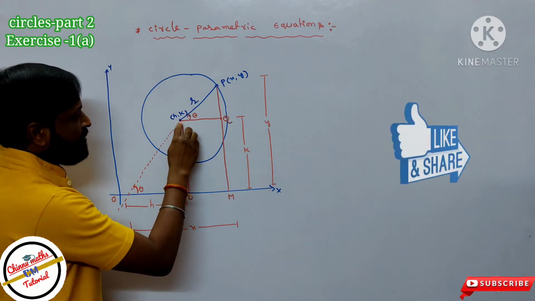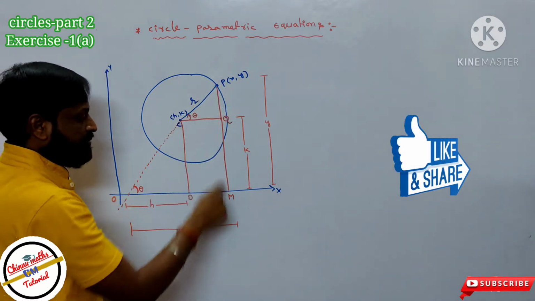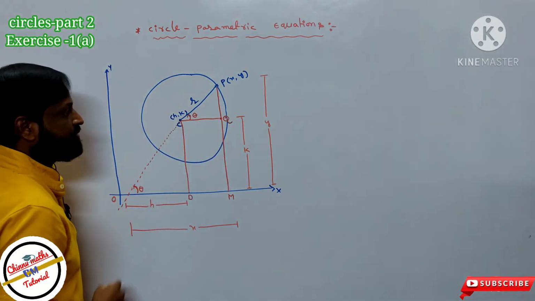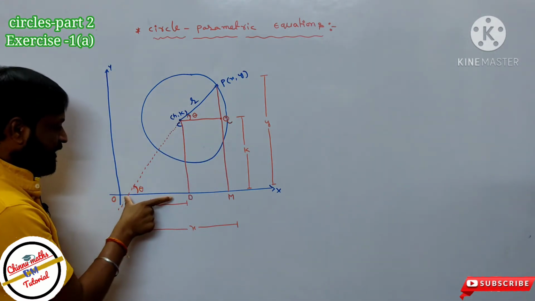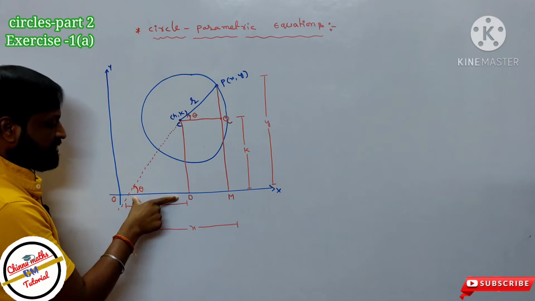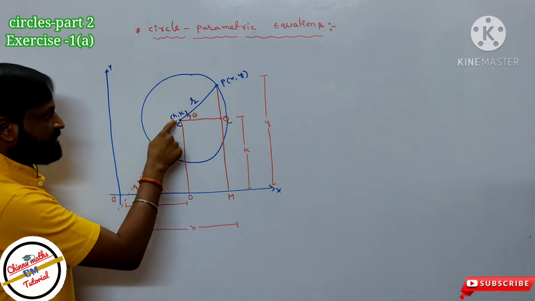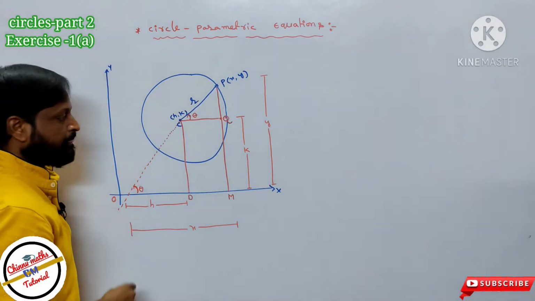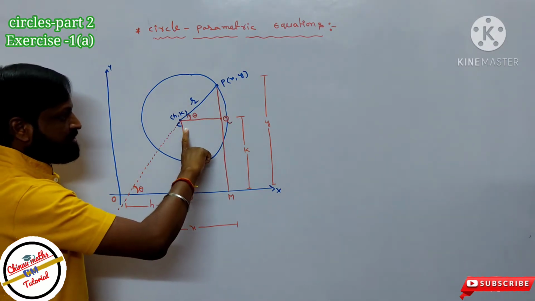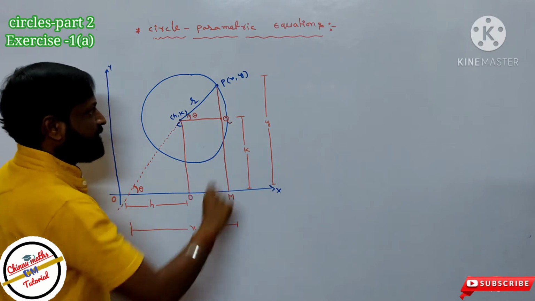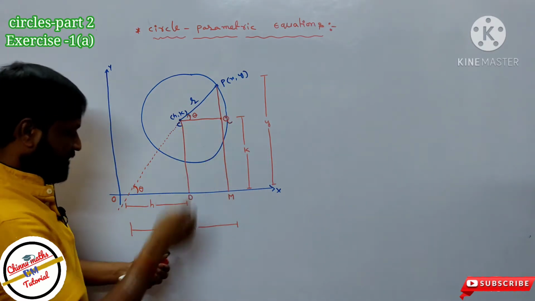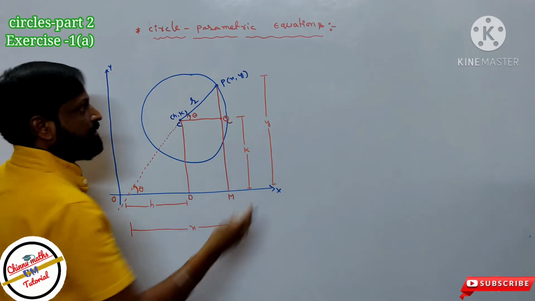Next, take one more perpendicular line from the point C to the line PM, it meets at Q. Q is the projection of C. Next, the distance OD is denoted by h, and the distance OM is denoted by small x. Next, the distance CD is denoted by k, and the distance PM is denoted by y.